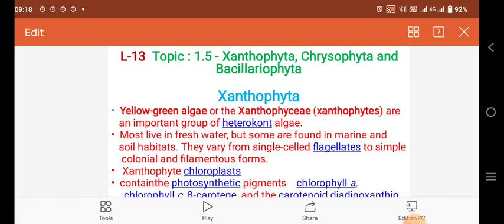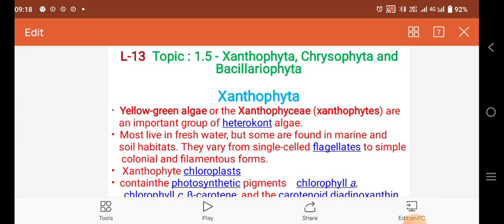Today we are observing the Xanthophyta, Chrysophyta and Basilarophyta. Here in Xanthophyta, these are yellow-green algae. They are important as heterocont algae. Different types are found in fresh water, also in marine water and soil habitats. Single-celled flagellate to simple colonial and filamentous forms are there.